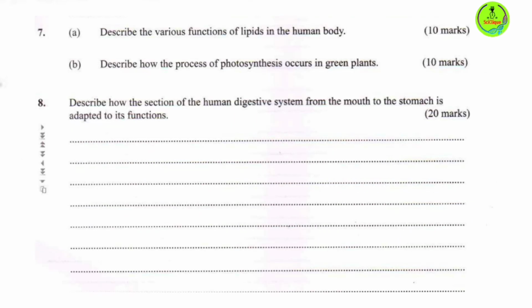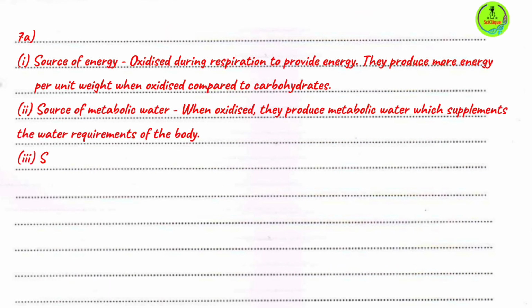So question 7 is divided into two parts. Part A, describe the various functions of lipids in the human body. Part B, describe how the process of photosynthesis occurs in green plants. Question 8. Describe how the section of the human digestive system from the mouth to the stomach is adapted to its function. And those are the answers.